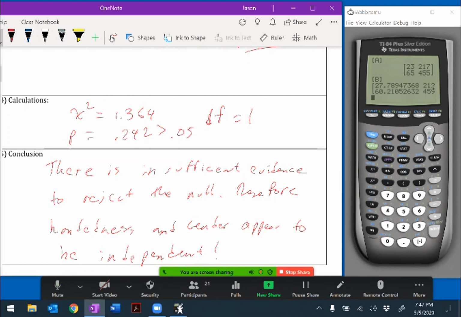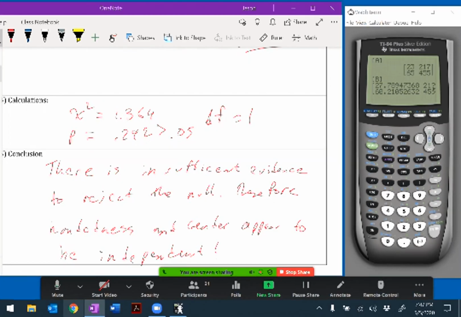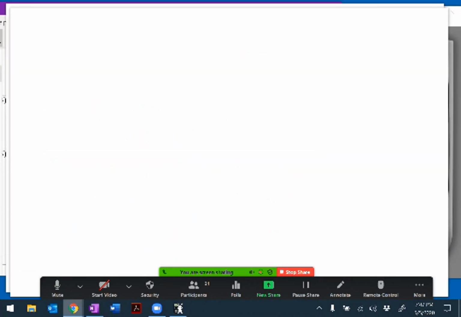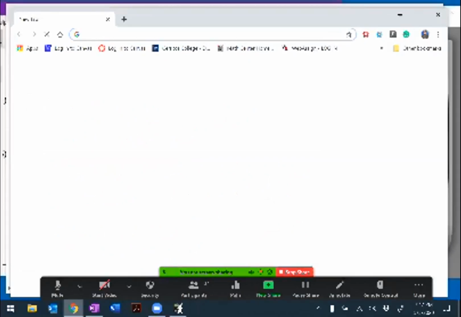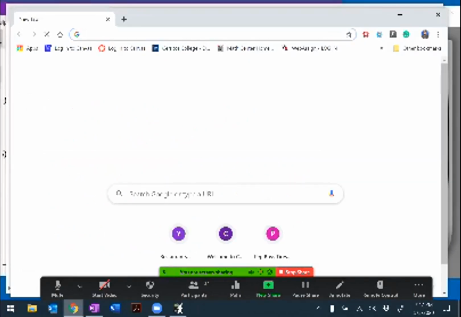Now, should we try this one on StatCrunch? Should we be so bold? I don't know. Well, we'll be so bold, and then I'm going to leave after this. Let me do the StatCrunch real quick. Hopefully you can see my screen. Let me share my screen.